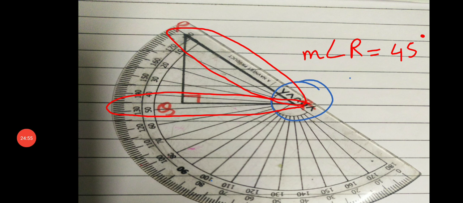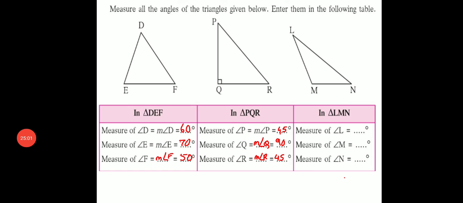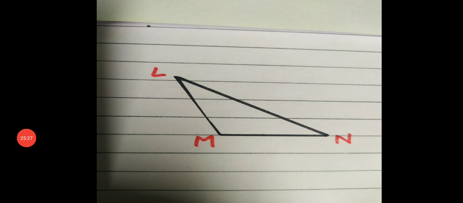Based upon all these measurements, let us now go and complete the table. Here I have completed the second column also, wherein in the triangle PQR we have measured that the measure of angle P is 45 degree, the measure of angle Q is 90 degree, and the measure of angle R is 45 degree. Now let's move ahead and find out the measurements for the last triangle LMN. Here I have the triangle LMN. Please see in the further slides how I have placed the protractor upon each point and measured its angles.